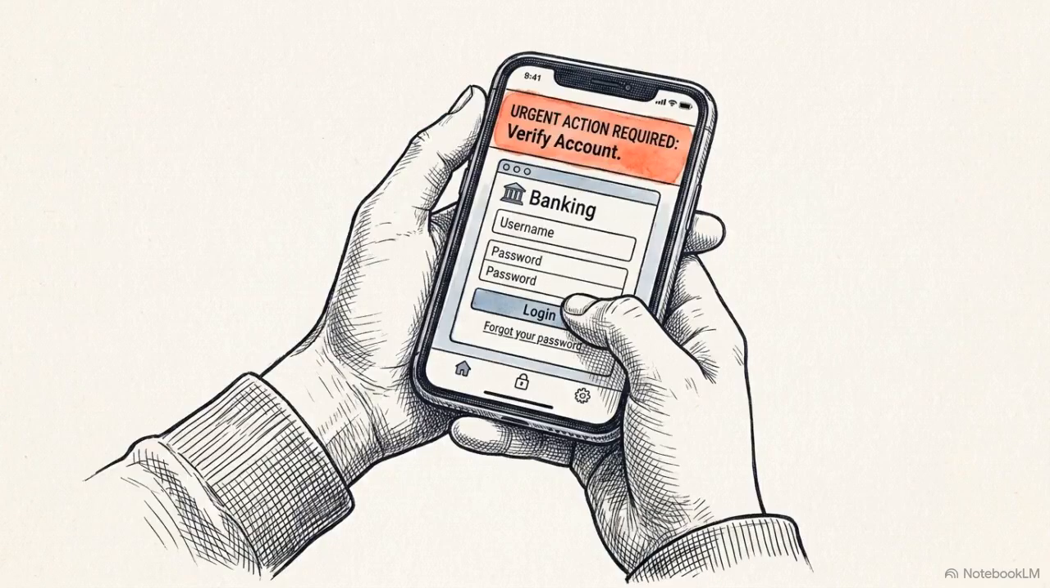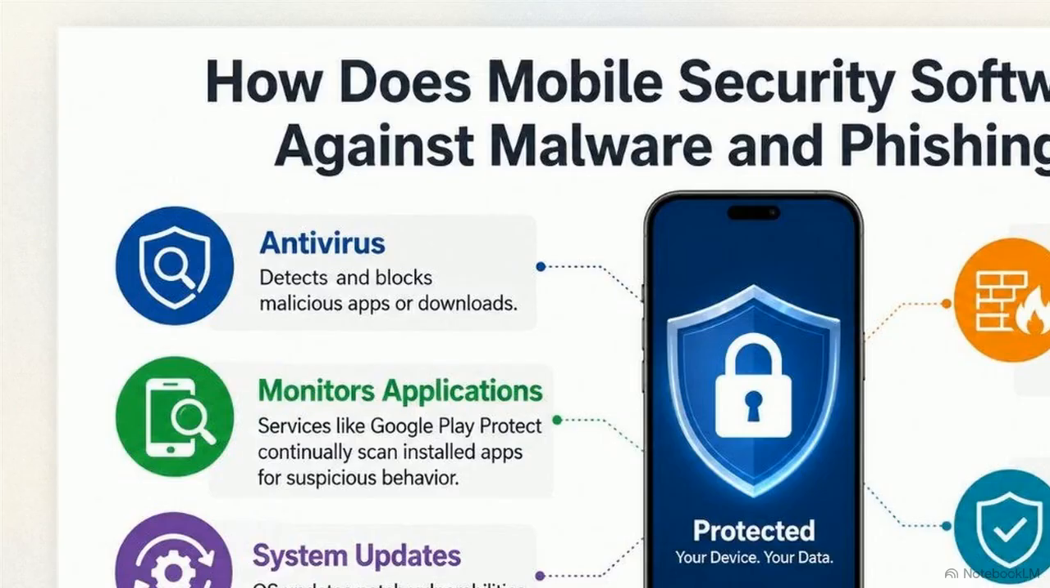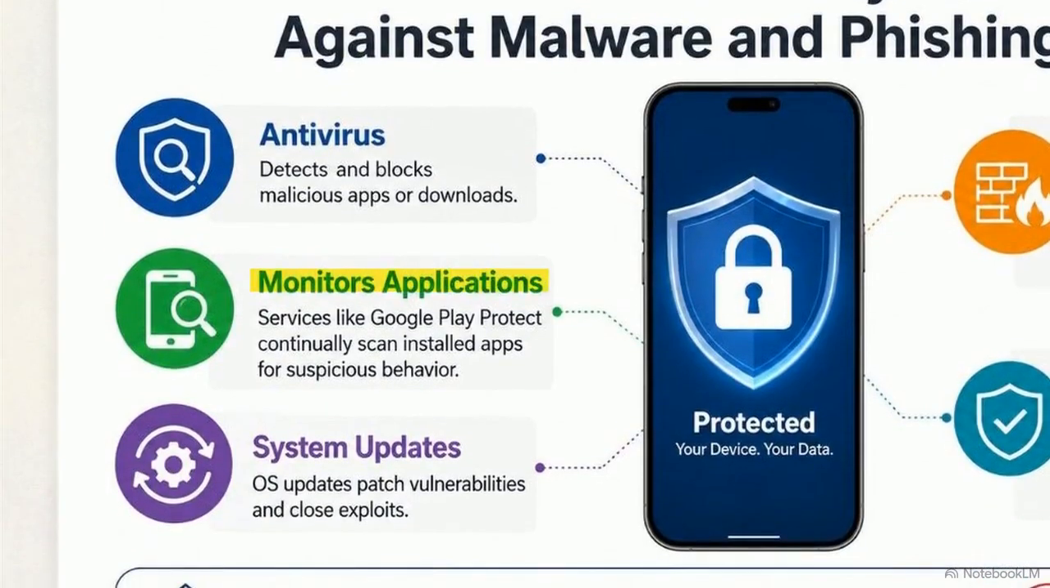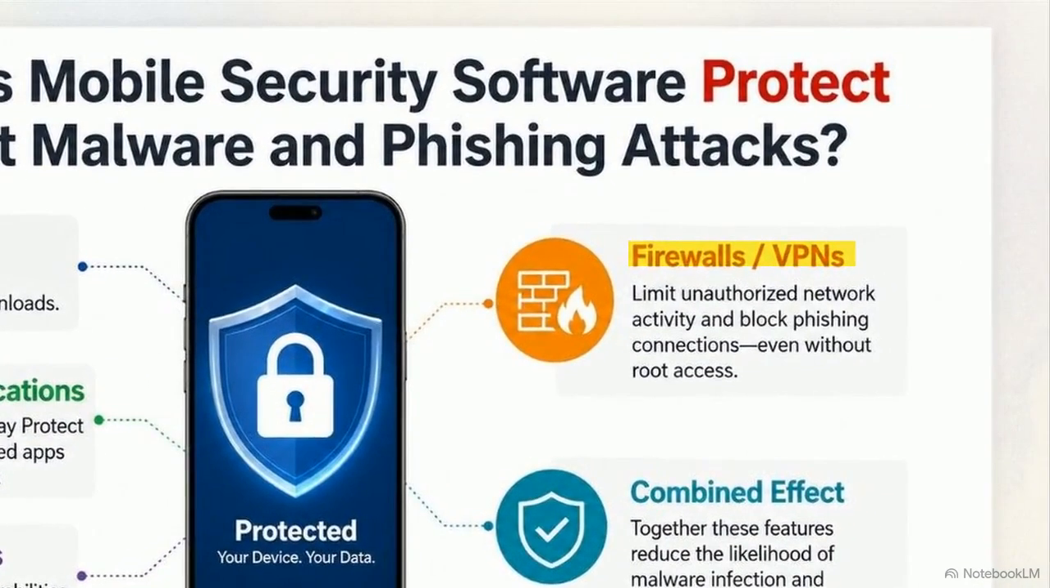Local physical controls offer no protection against remote attacks that trick the user into compromising the device through malicious downloads or fake login pages. To defend against remote compromise, we must introduce active threat monitoring like mobile antivirus software. This graphic illustrates how these services operate locally. Antivirus engines detect and block malicious downloads, while services like Google Play Protect continually scan installed apps for suspicious behavior. Shifting to the right, firewalls and VPNs stop remote exfiltration and block phishing connections.